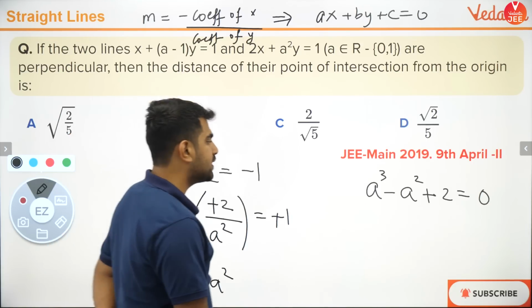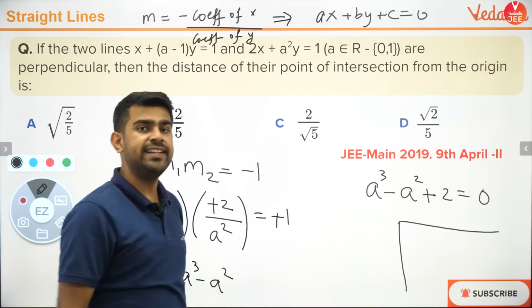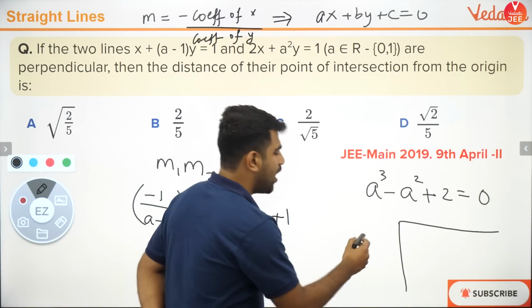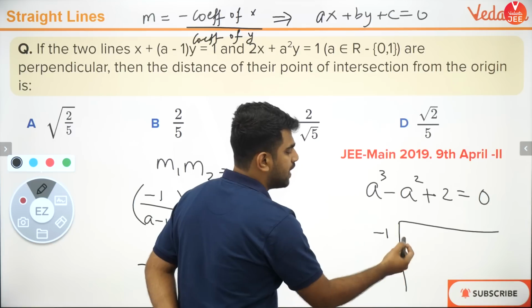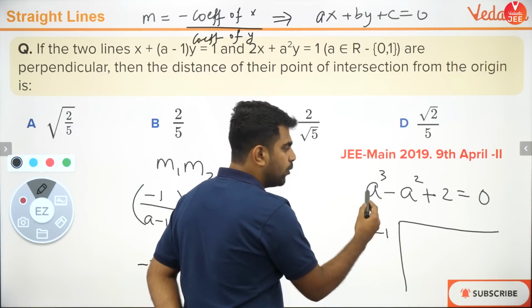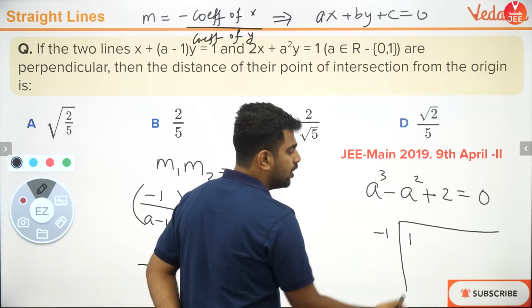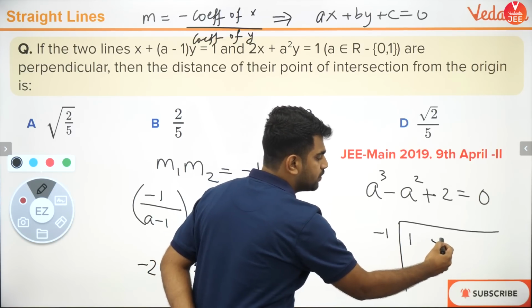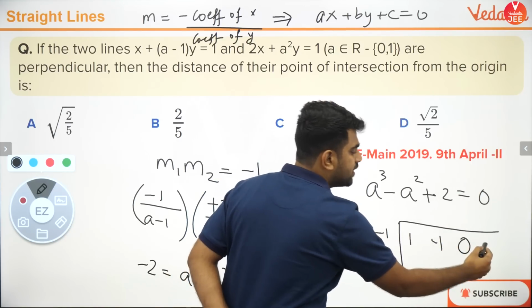So how do I factorize it? You use something called synthetic division. Or you can use long division, but I would prefer synthetic division. It's faster that way. So -1 is a root which I guessed. What are the coefficients? The coefficient of a³ is 1, the coefficient of a² is -1, the coefficient of a is 0, and the constant term is 2.